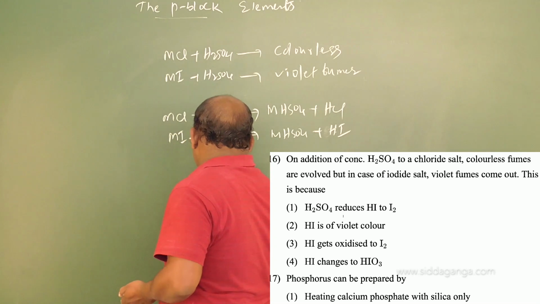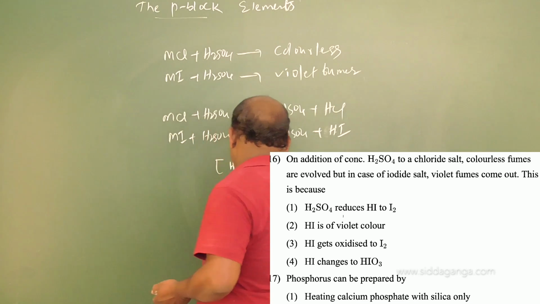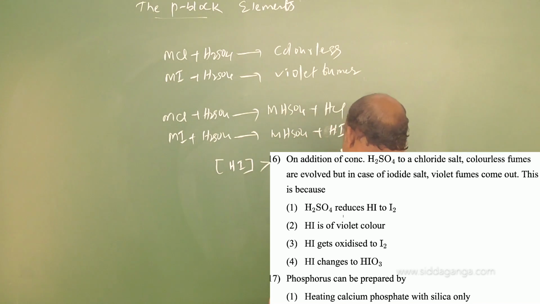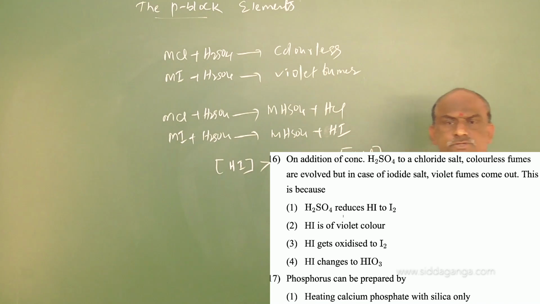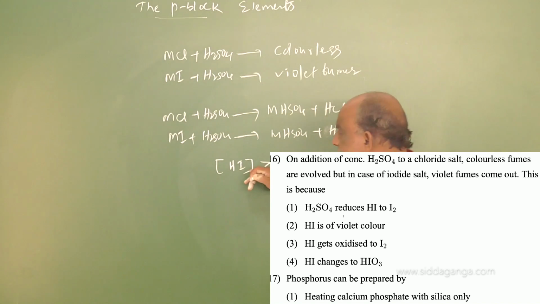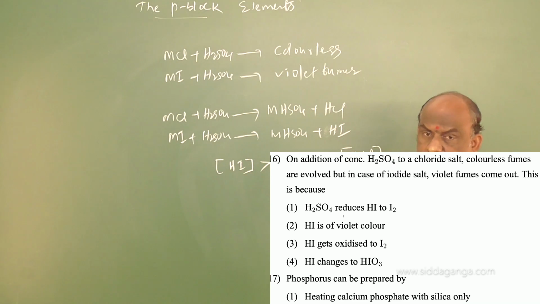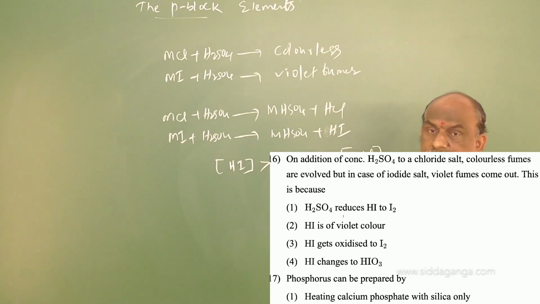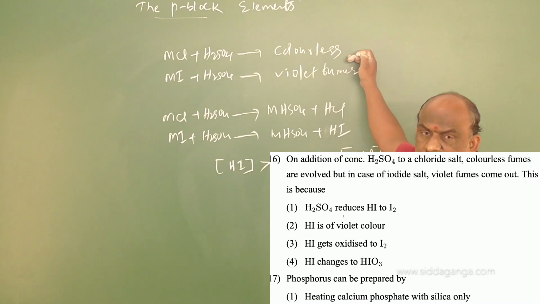What is the order? The strength of HI is greater than the strength of H2SO4, which is greater than the strength of HCl. So you should go through this order. Hydroiodic acid is strong compared to sulfuric acid, which is strong compared to hydrochloric acid. Due to that reason, in the second case we will get violet fumes, and in the first case we will get colorless fumes.